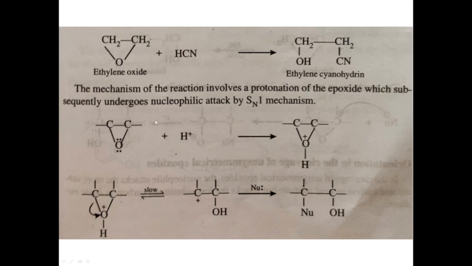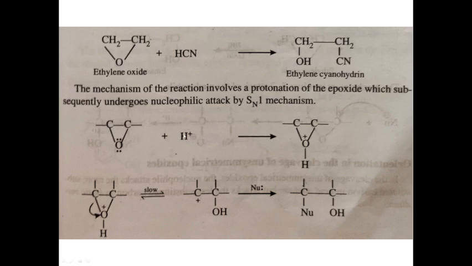And now let us discuss the mechanism of the reaction. The mechanism involves protonation of the epoxide. So the first stage is protonation, because we are doing the reaction in acidic medium. In the acidic medium, protonation of the oxygen of the epoxide takes place as the first step, which subsequently undergoes nucleophilic attack by an SN1 mechanism. The second stage is an SN1 mechanism, that means formation of a carbocation, and then a nucleophile attacks the carbocation.